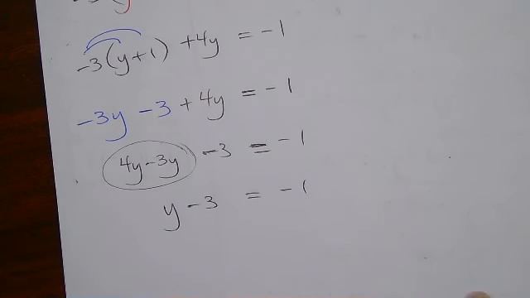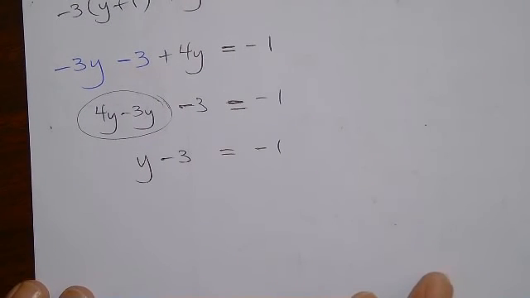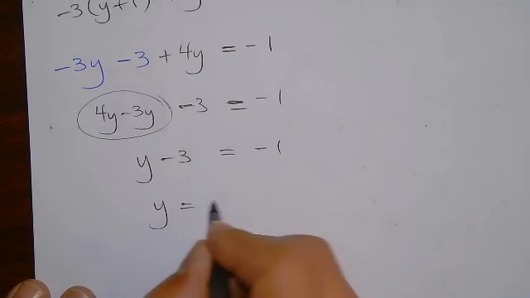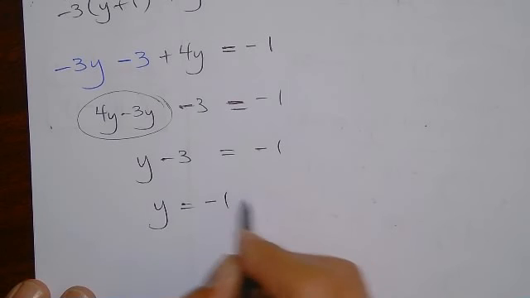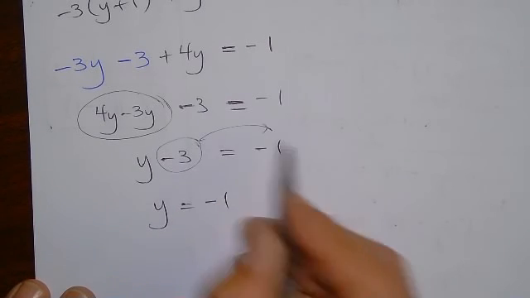Right, isn't that 1y? Yeah, a positive y. y take away 3 is equal to -1. Oh, here we go. We're going to get a coordinate here. What is it going to be? y is equal to -1.